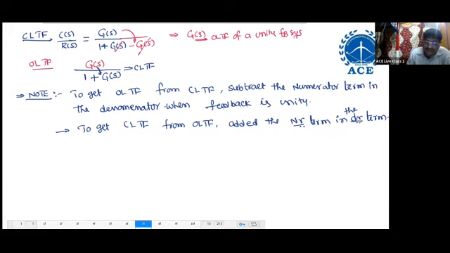When feedback is unity, it is valid for only unity feedback system. Okay? Next, one more question. We'll solve one more problem.